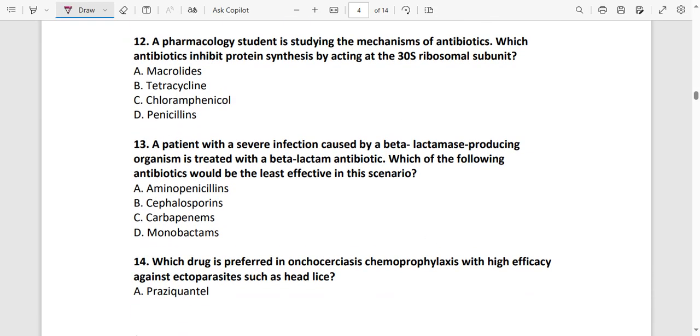A pharmacology student is studying the mechanism of action of antibiotics. Which antibiotic inhibits protein synthesis by acting at the 30S ribosomal subunit? Macrolide, tetracycline, chloramphenicol, penicillins. Anyone? Anyone to help with that one?